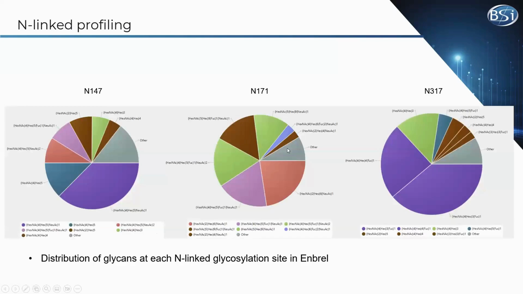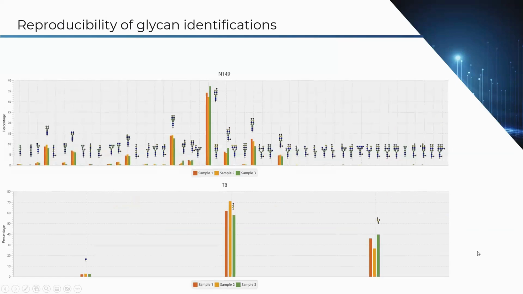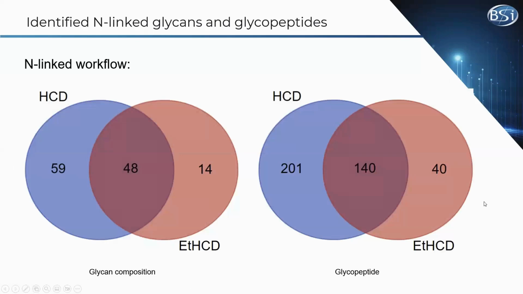And we see a nice distribution of N-linked glycans across all three of the N-linked sites within Enbrel. And also the site profiling data revealed that we have good consistency in our 3 replicates from each run. So here, 3 replicates showing you the N-linked glycans at N149. And you can see across 3 replicates, they're very similar in abundance levels. And here's an example of one of the O-links at position 8 in the protein.